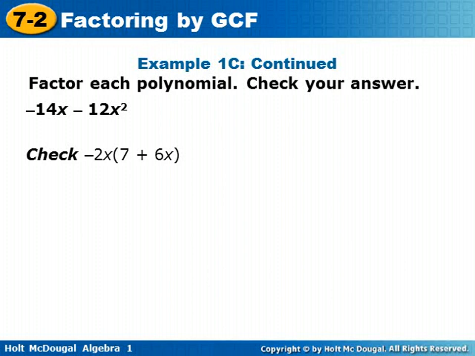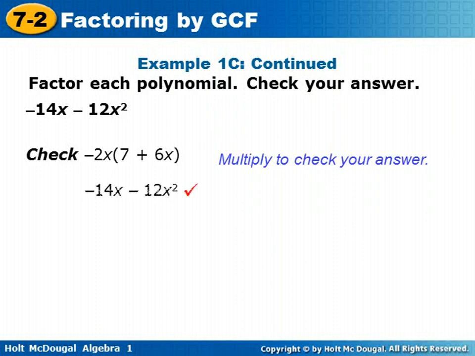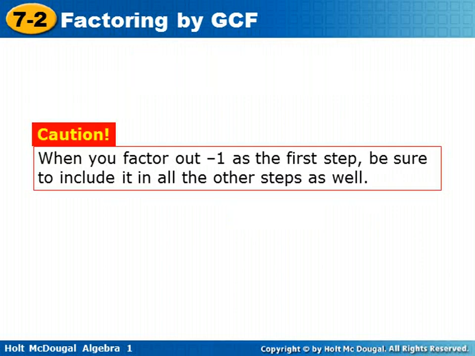To check our answer, we would be multiplying the -2x back into the parentheses. -14x minus 12x squared is our original polynomial, so we know we've factored correctly. Make sure that when you factor out the -1 in your first step, that you include it in all the other steps as you're writing out your steps to arrive at your answer.